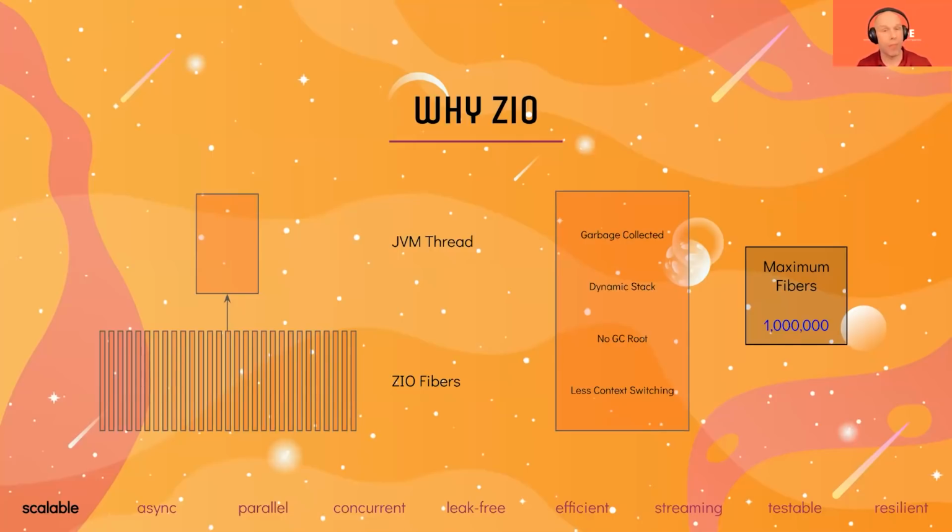In addition, fibers, unlike actual JVM threads, have dynamic stacks. So their stack size starts out really small and it can grow over time as the fiber needs. And then when the fiber doesn't need all that memory, the stack can shrink back down again. So they're not pre-allocated. They start off essentially at 0 and they go up and down based on the requirements of the application. Fibers do not add new GC roots, so they simplify the garbage collection process.